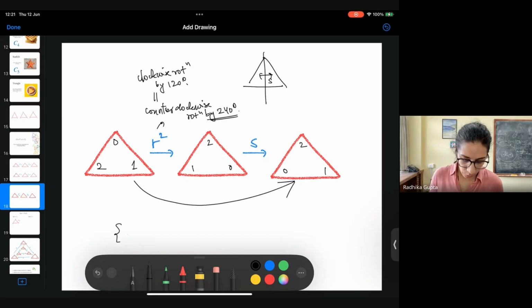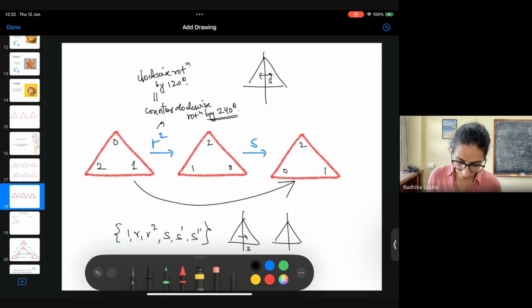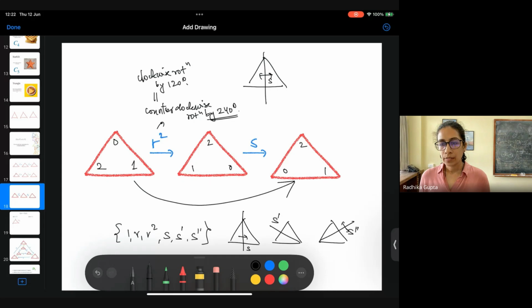So what was my set so far? R, R square, S, S prime, S double prime. So let me draw the pictures again. This was S. I think this was S prime. And this was S double prime. Right, exactly. So when I do R square and S, I'm actually secretly just doing S prime.